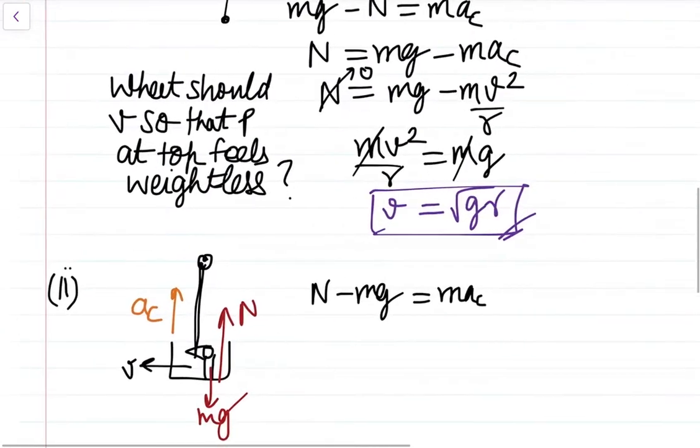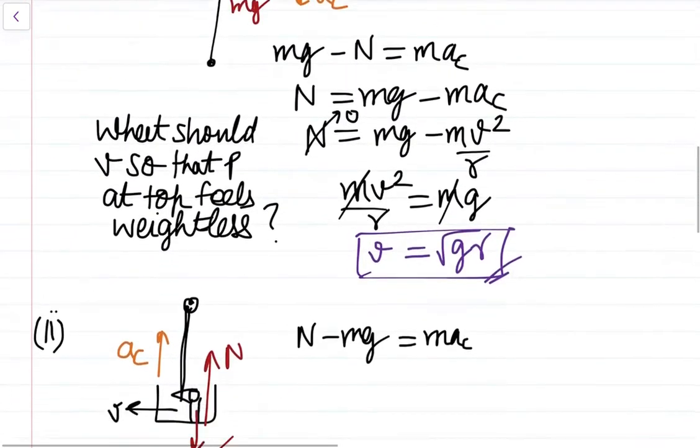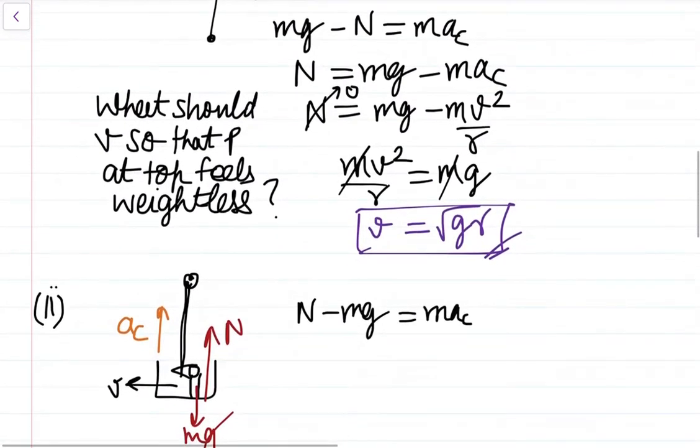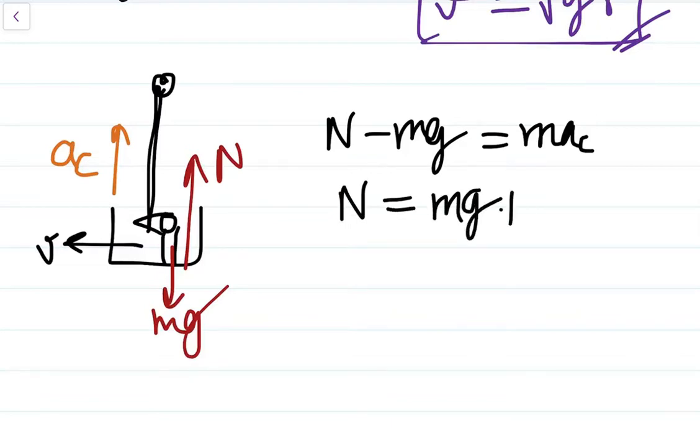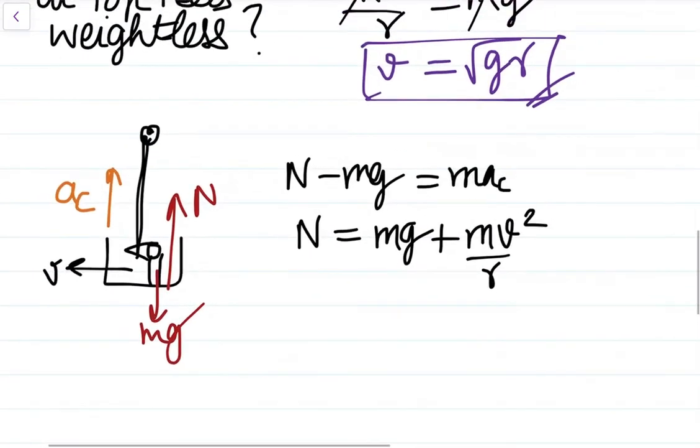In the first case it was mg minus normal is equal to mac. In the second case it is normal minus mg is equal to mac. Alright, so normal will be mg plus mac, and ac we can write as mv squared by r. If we put the velocity here, it is not told in the question, I am just giving you an example. So our answer is this for the question.